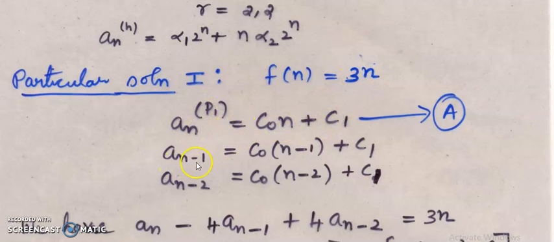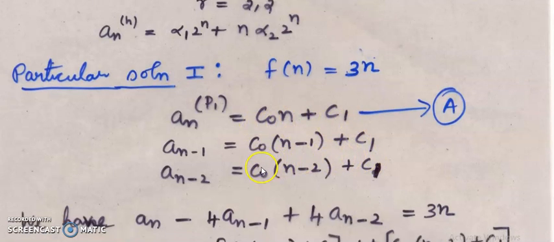So what will be a_(n-1)? We replace n by n minus 1. Here also replace n by n minus 1: c0 (n minus 1) plus c1. Next a_(n-2): replace n by n minus 2. So c0 (n minus 2) plus c1.